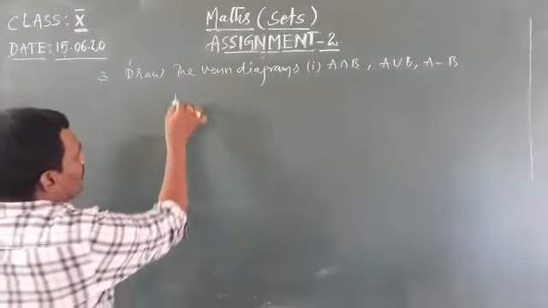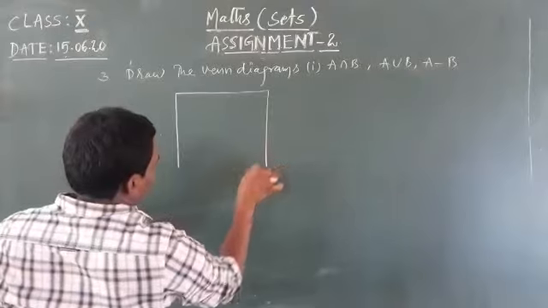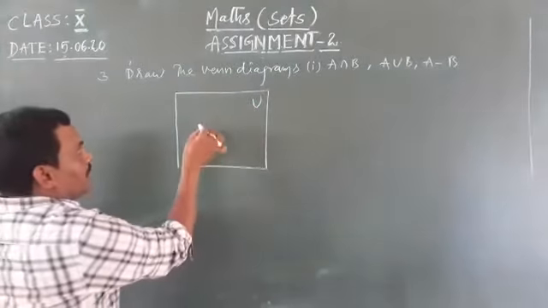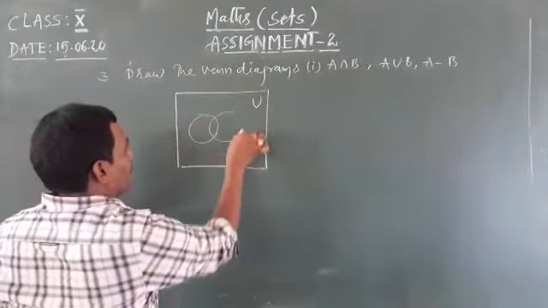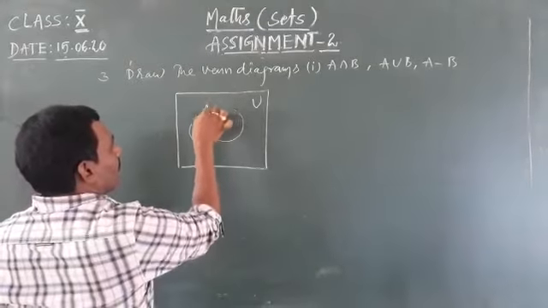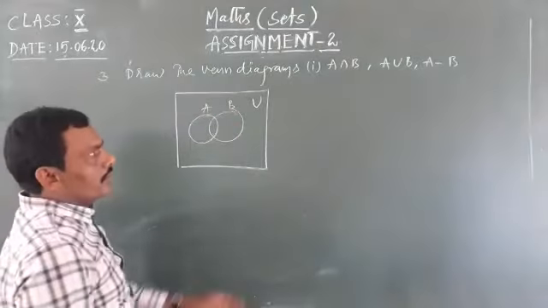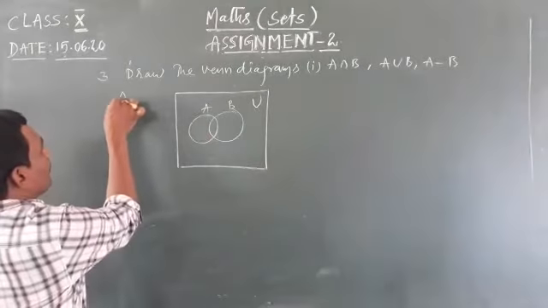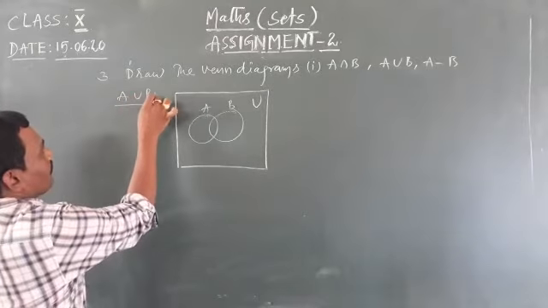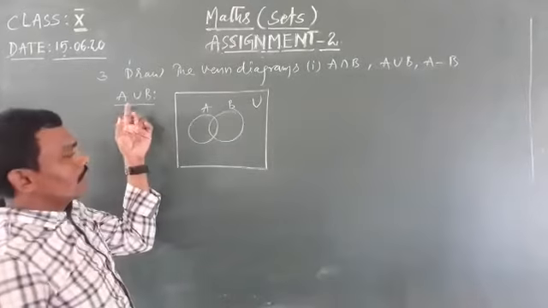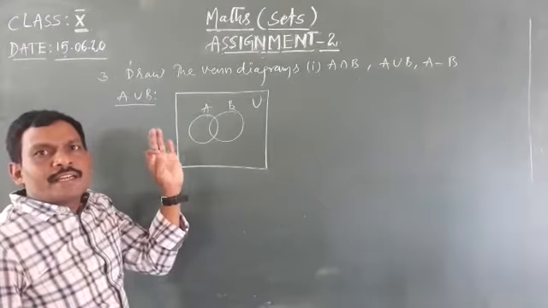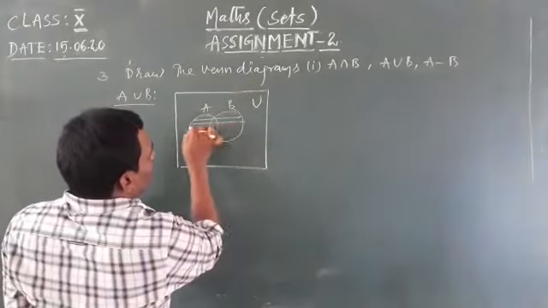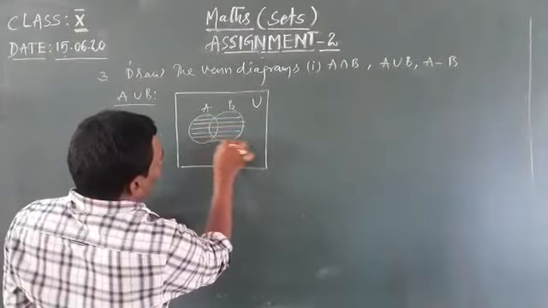First, a universal set, and two sets A and B. Union, intersection and difference. First one, A union B. The total elements of set A and set B is called A union B, the combination of the elements of set A and set B.